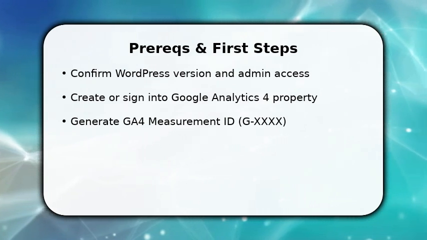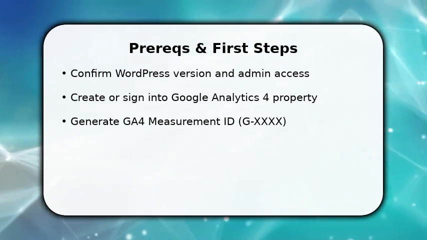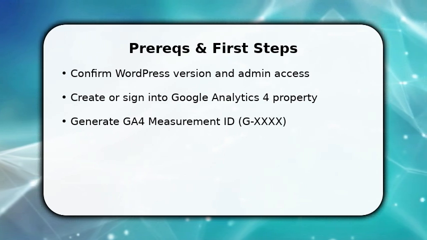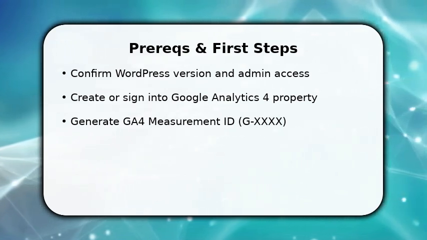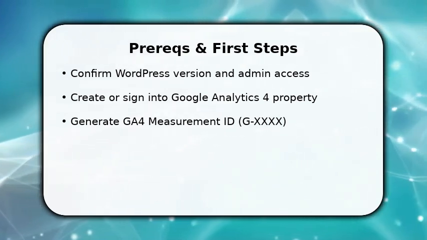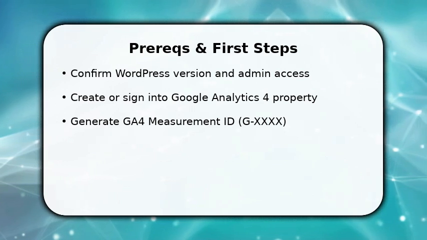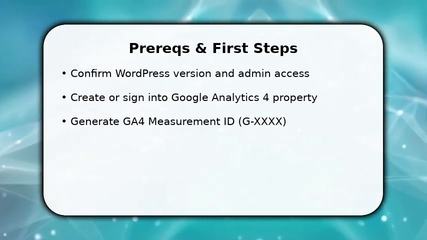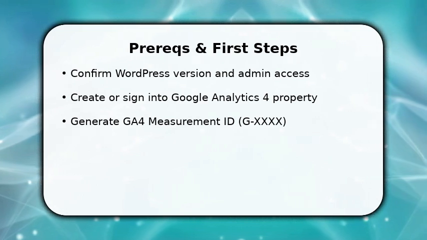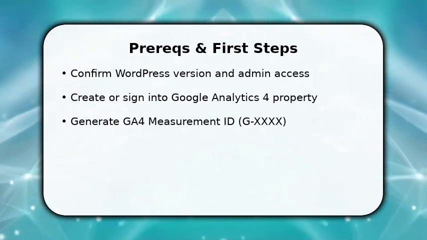You'll need it next. In WordPress, install a lightweight analytics plugin that supports GA4 or use theme header insertion. Make sure the plugin is active and updated. Once done, paste the measurement ID into the plugin's GA4 field and save settings to begin data collection immediately.